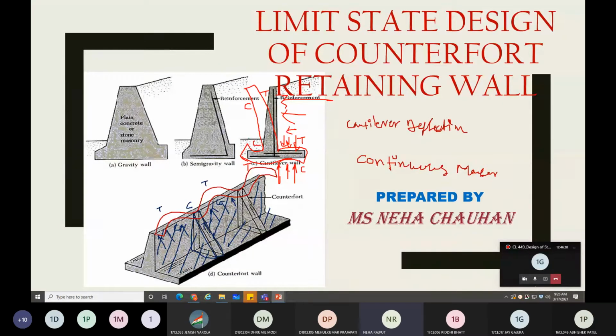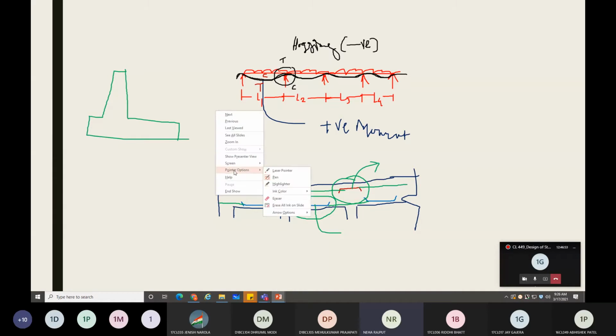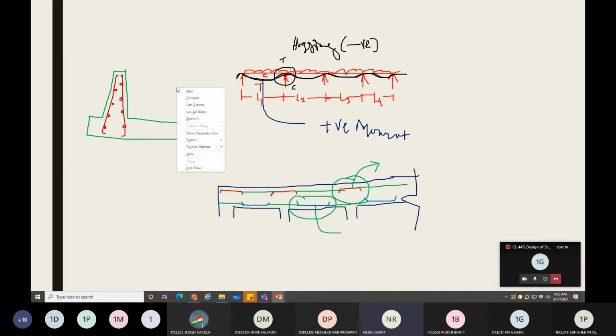So the third difference between cantilever retaining wall reinforcement and counterfort retaining wall reinforcement. In cantilever, suppose this is your cantilever retaining wall, right? The main reinforcement you provide is vertically placed like this. Then you provide the compression reinforcement also. Then you provide the other direction reinforcement in horizontal. So if I draw the length view of this reinforcement, how will it be?